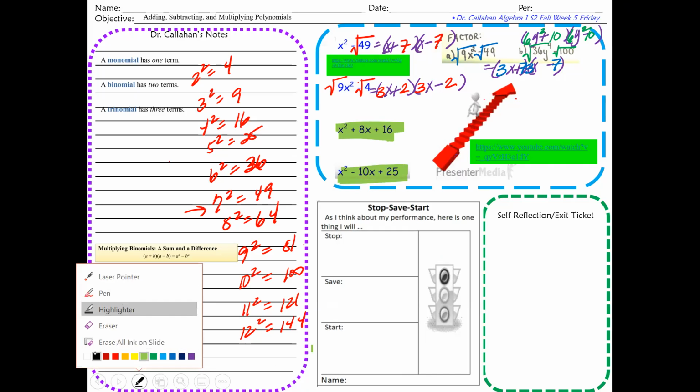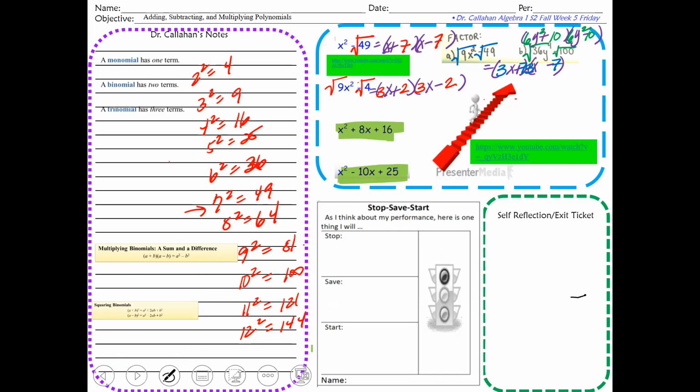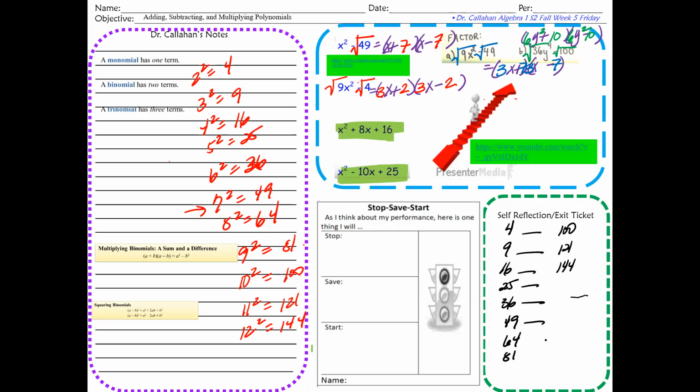All right, for your self-reflection, what I would like you guys to do is tell me of all the perfect squares, okay? So tell me, what is the square root of 4, 9, 16, 25, 36, 49, 64, 81, 100, 121, 144? And make sure you give me those answers.